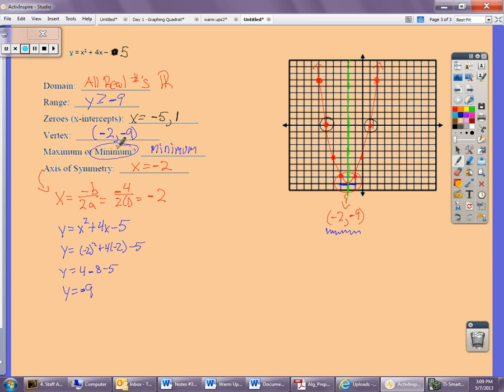So now we talked about 3 more properties of our graphs. We talked about the domain, the range, and finding the x-intercepts, or the zeros. And we also know how to find the vertex, maximum, minimum, and the axis of symmetry. And that wraps up today's lesson.